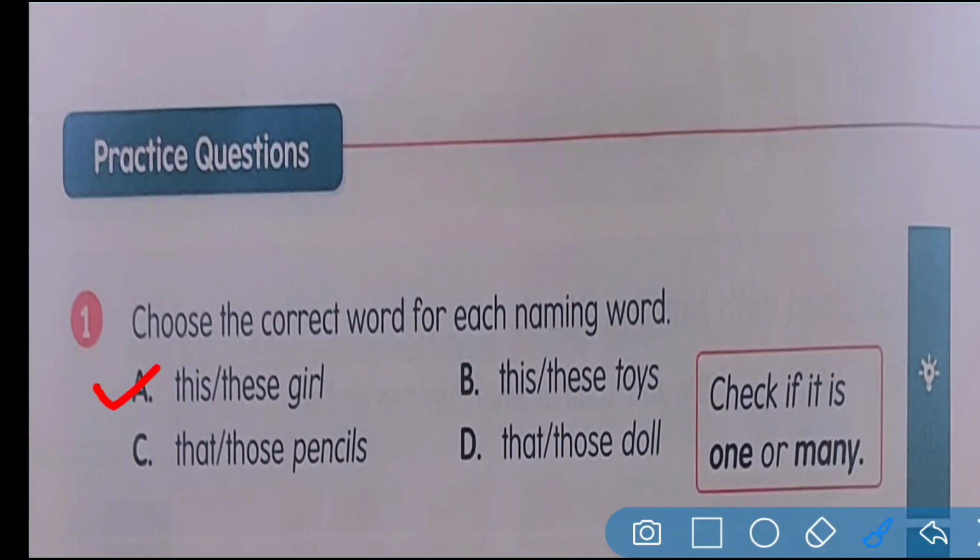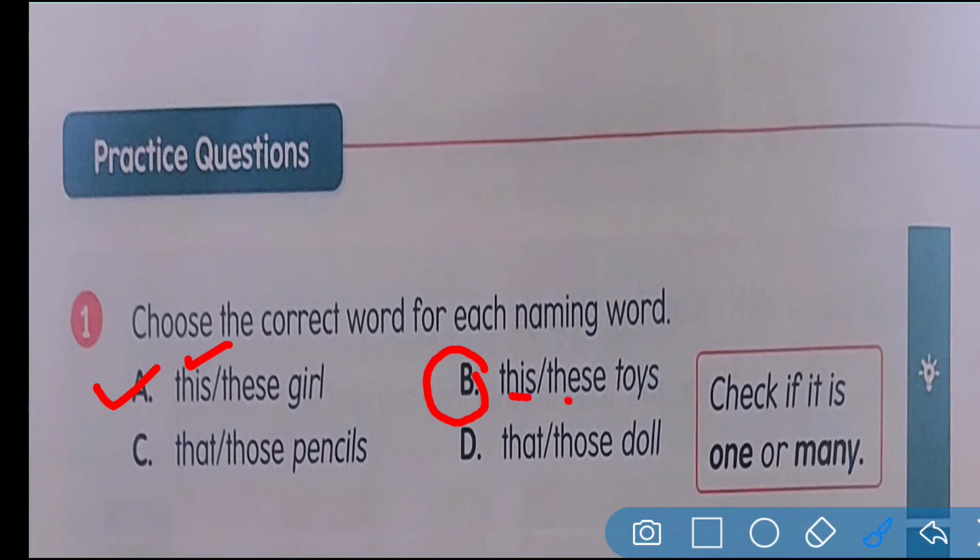Number 1A. The words given are these, this and these. And the naming word given is girl. You see, not girls, but only girl. So will you say this girl or these girl? For a thing that is only one, we will use the word this. This girl. So you'll have to take the word this. Okay?